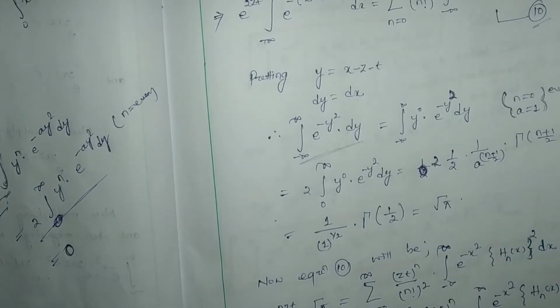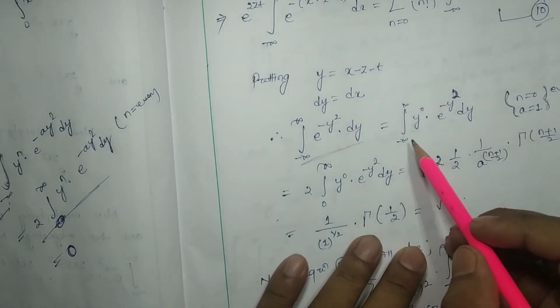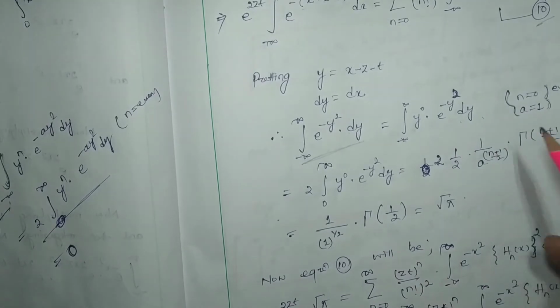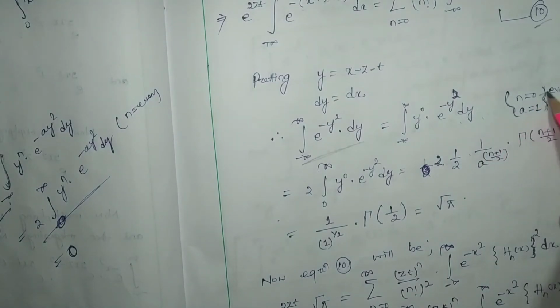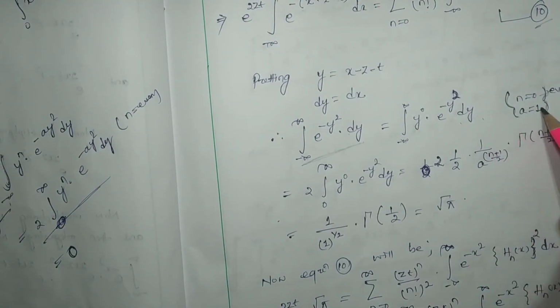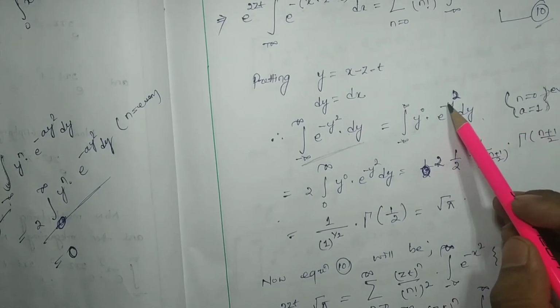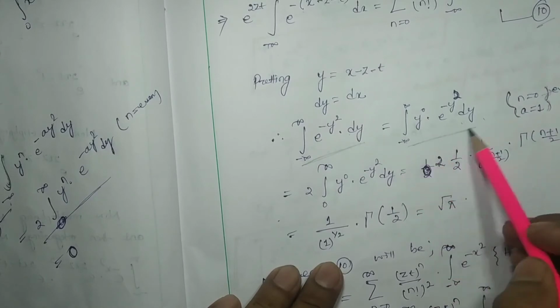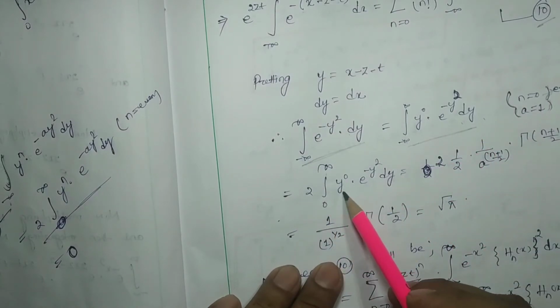So now the same formula is going to be used over here. You can see this is y to the power 0 e to the power minus y square dy. Here n equal to 0, so that means it belongs to even, and a equal to 1. Here e to the power a y square, a means 1. So it can be first written as 2 into 0 to infinity y to the power 0 into e to the power minus y square dy.